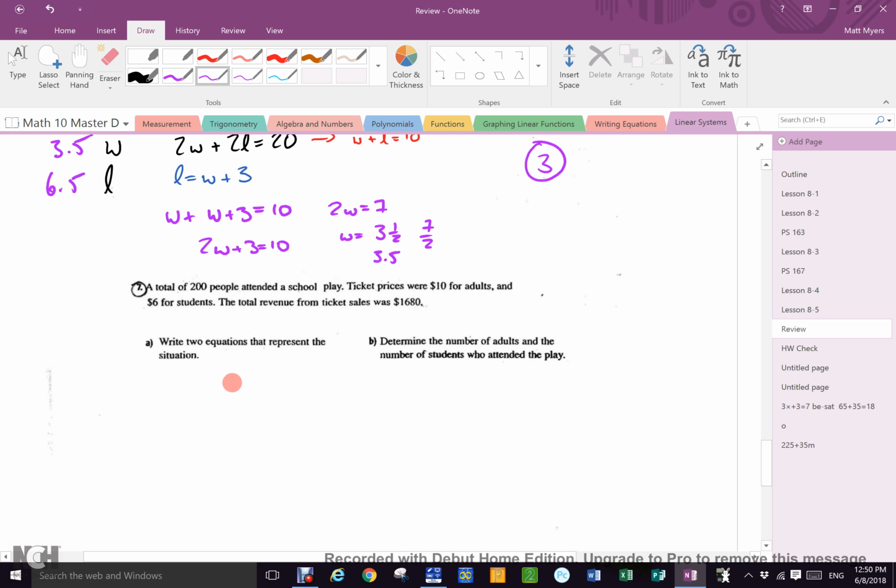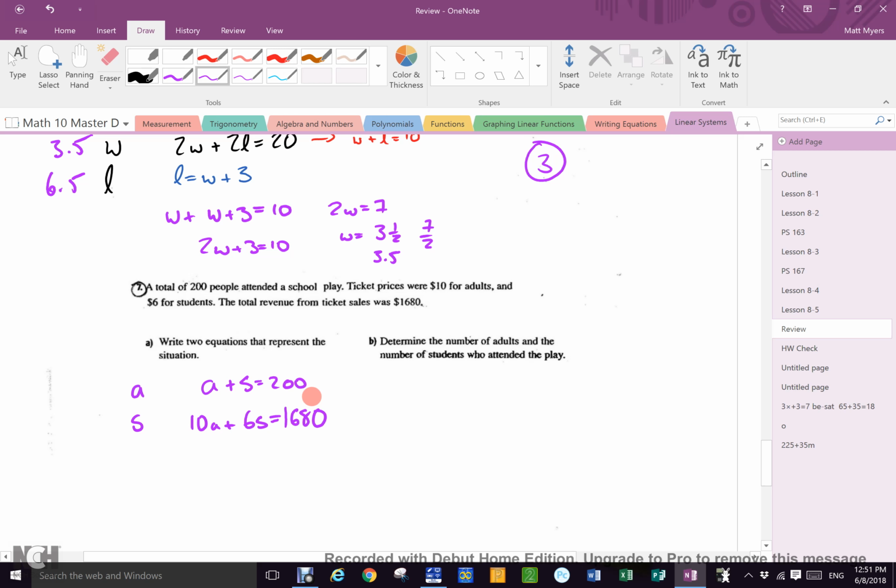This question. What are the 2 variables? A and S. You can use A and S for adults and students. What do you know about it? A plus S is 200, because 200 people were there. How much did the adults pay? $10 A, plus how much did the students pay? $6 students equals how much money? $16.80.